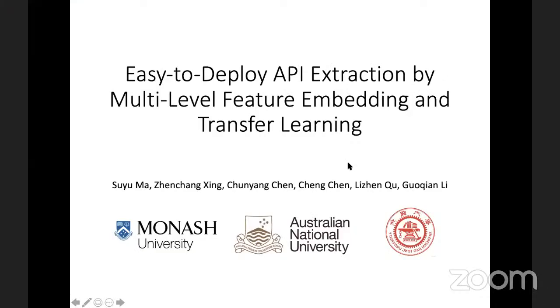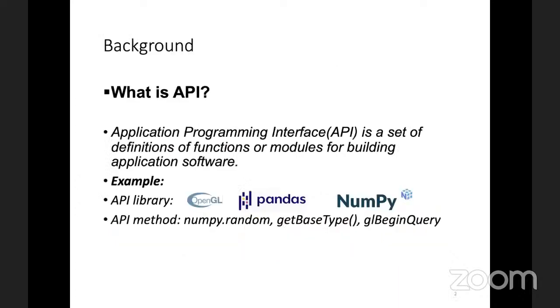So now I'm going to introduce our paper, Easy to Deploy API Extraction by Multi-Level Feature Embedding and Transfer Learning. Firstly, I'd like to talk about what an API is. An API is a set of definitions of functions or modules for building application software. There are some examples of API libraries, such as OpenGL, Pandas, NumPy, and there are also some API methods, such as numpy.random, getBaseType, glBeginQuery.